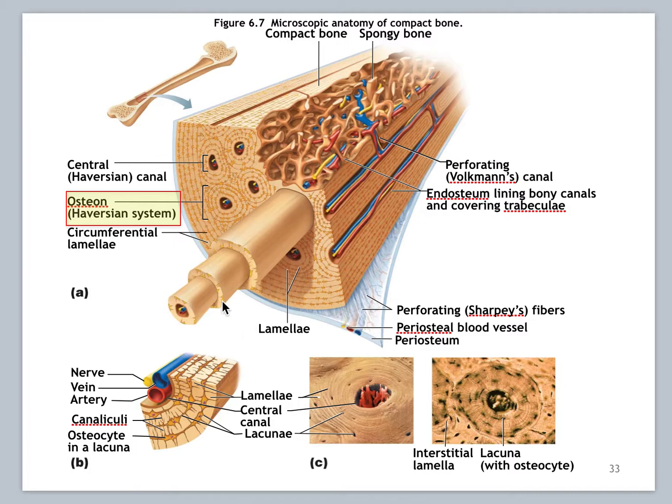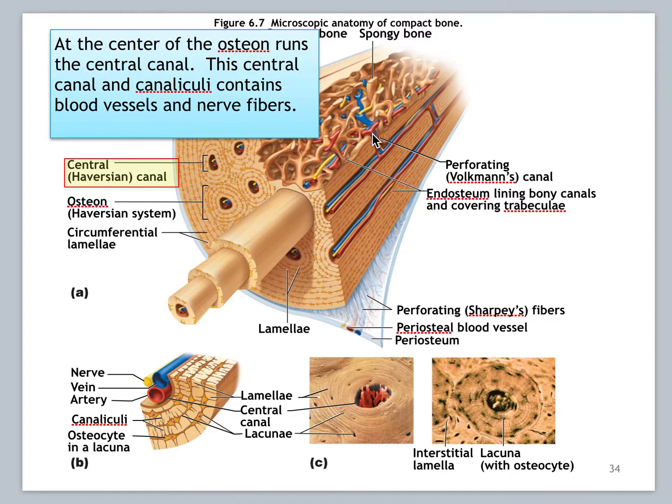Just note that there's a central canal running through the osteon. There are perforating canals which run at 90 degrees and connect one osteon to the next osteon. Perforating canals. This is going to illustrate some of the same things. You could read this. Just be familiar with osteons, the central canal, and the canaliculi that contain blood vessels and nerve fibers. Just be familiar with the basic structure of the bone and how the bone is organized and laid out.